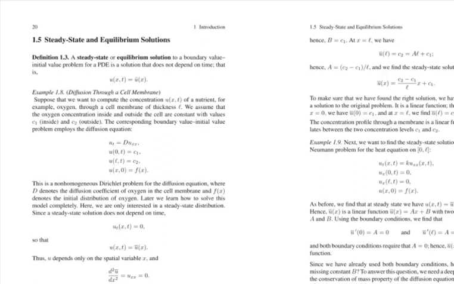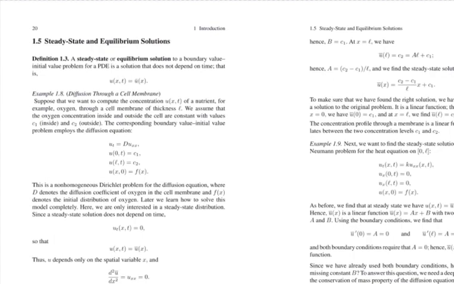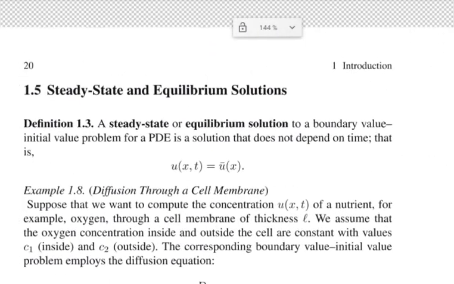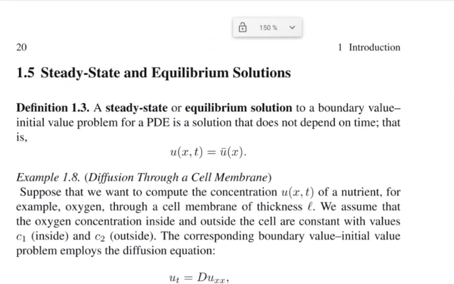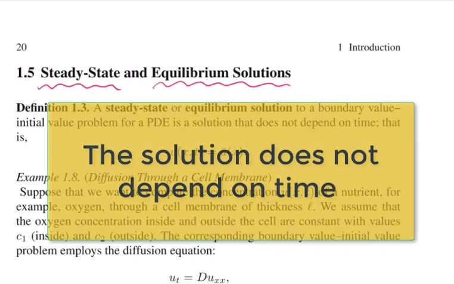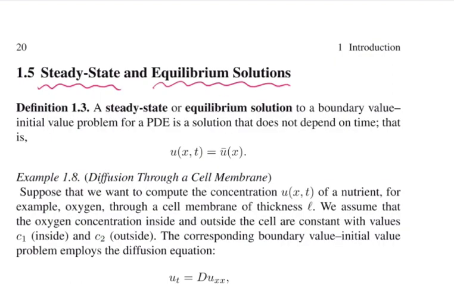Now, steady states or equilibrium solution is actually a rather simple concept. I promise you we will do lots of complicated stuff, but steady states and equilibria are actually one of the simpler concepts. It just means a solution does not depend on time. So here, for example, if I have a solution u of x and t, if it does not depend on time, I call this u bar of x. So we have one variable less to worry about.